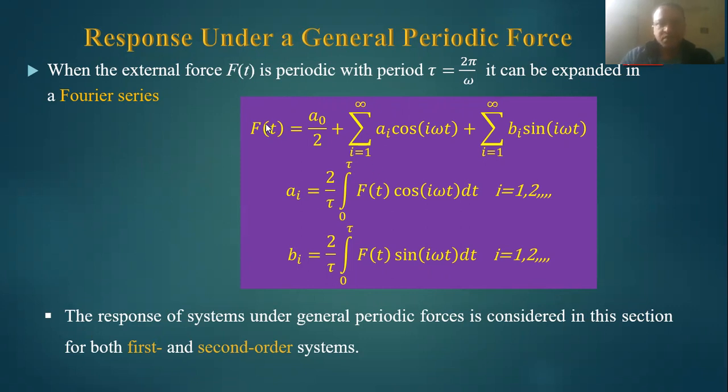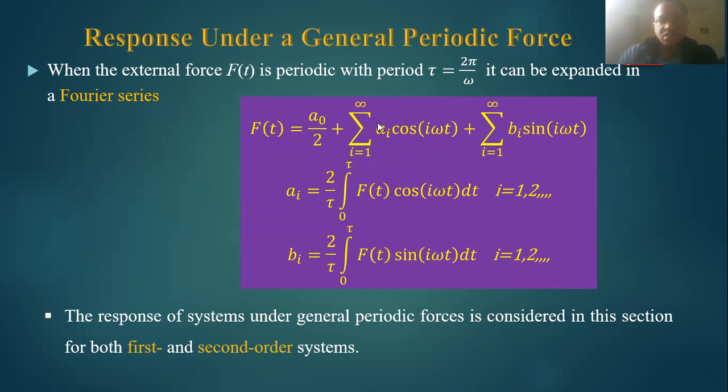So this is the Fourier series expansion. If we consider the forcing function f of t, it is equal to a naught over 2 plus the summation of ai cos i omega t as i goes from 1 to infinity, plus the summation of bi sin i omega t as i goes from 1 to infinity.